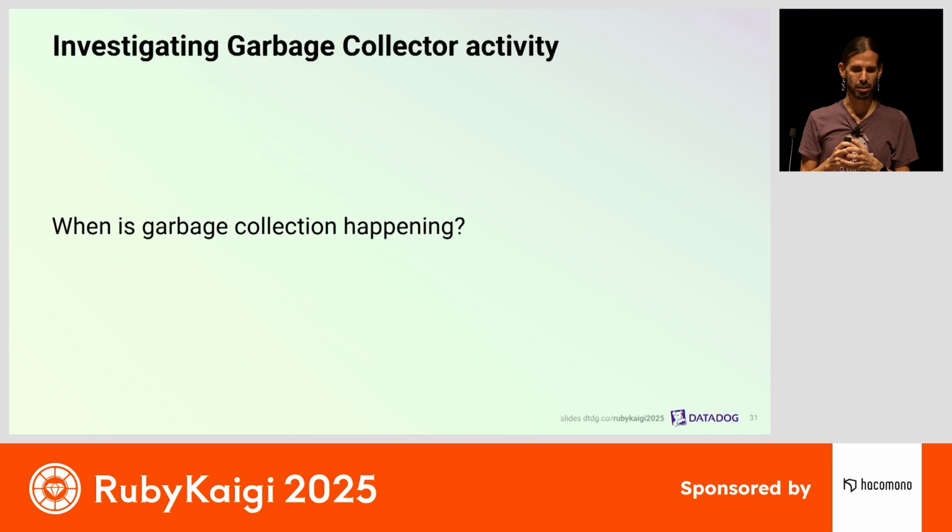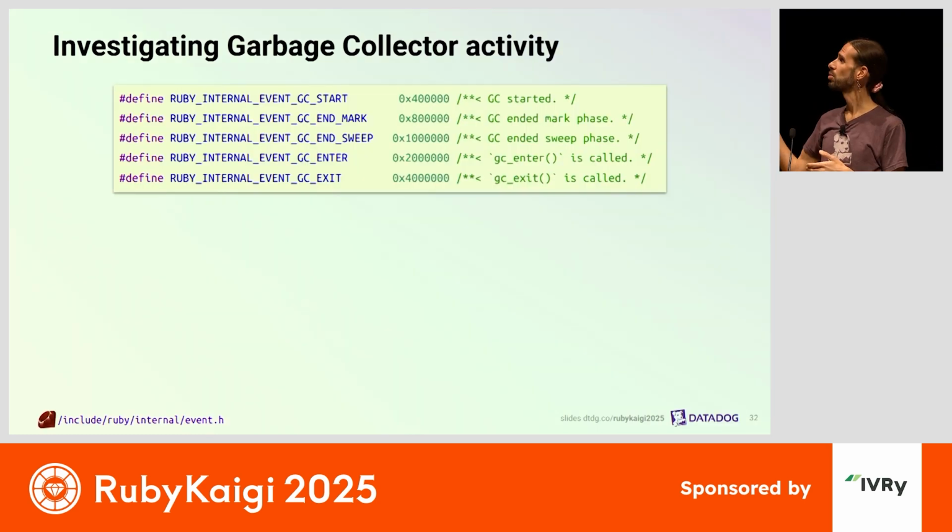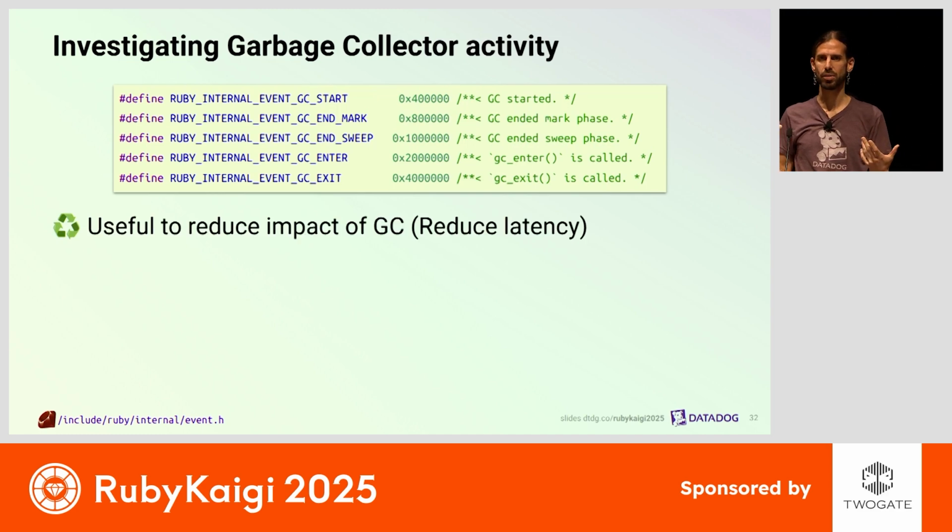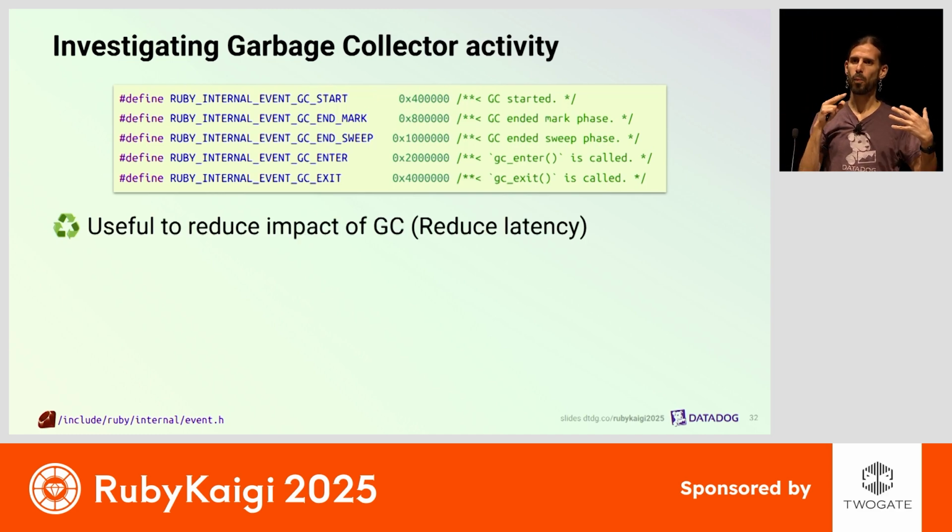The garbage collector activity. The garbage collection events are really cool to answer questions such as, when is garbage collection happening? And there's a bunch of events related to different garbage collection events: when garbage collection starts, when it finishes, when different stages of garbage collection finish. And this is obviously useful if you're trying to understand the activity of the garbage collector in Ruby. Like, why is the garbage collector kicking in now? What's happening in my application?